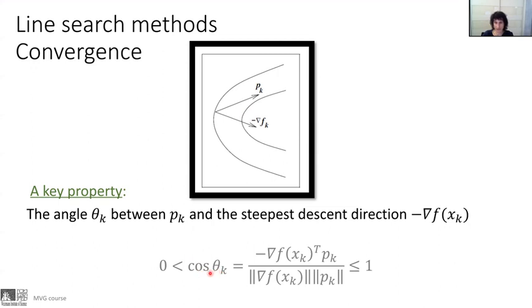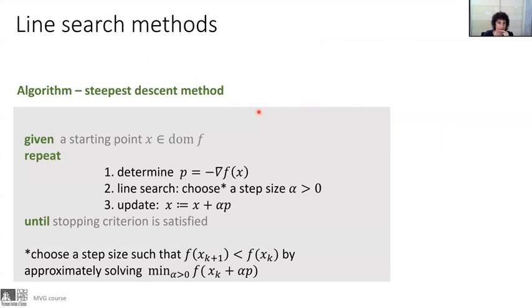Which means that the angle between minus the gradient and the direction that I'm choosing should always be acute, between 0 and 90 degrees. This has been shown to be a critical issue in convergence, okay?